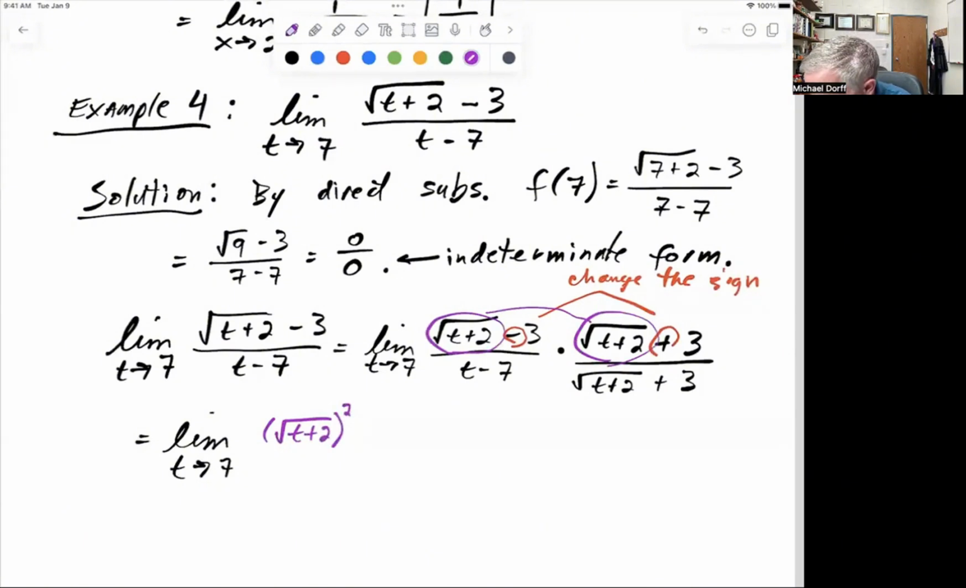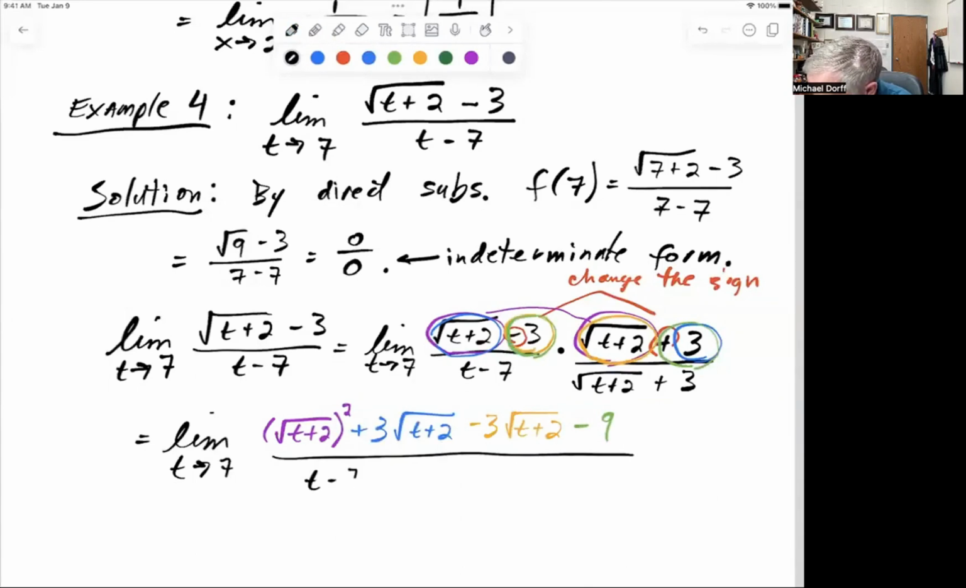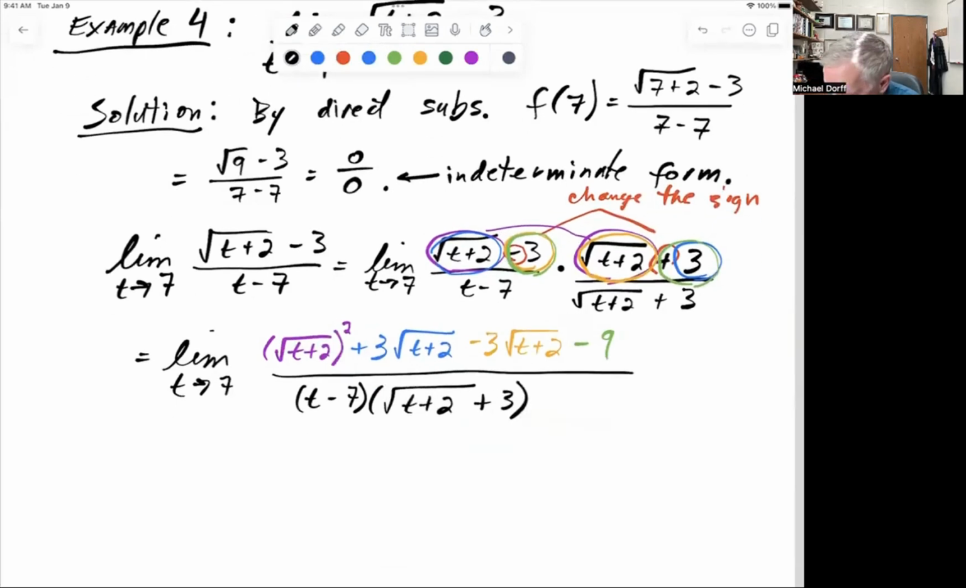All right. Then I'm going to go ahead and multiply the outside ones, square root of t plus 2 times plus 3, to get me 3 square root of t plus 2. All right, I don't know if these colors are helping or not. Then I'm going to do the square root of t plus 2 times the minus 3. So it's going to give me minus 3 square root of t plus 2. And then the last one I'm going to do is minus 3 times plus 3. So that's going to give me minus 9. And in the denominator, I'm just going to keep everything the same. I'm not going to multiply it through. You might want to do that, but it's going to be easier if I don't do that.